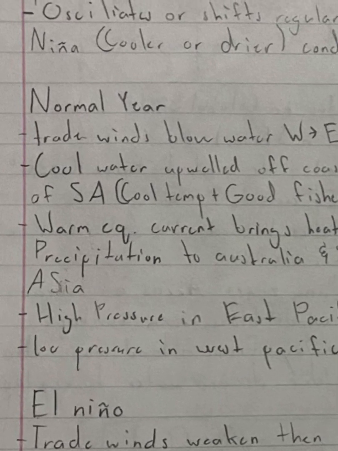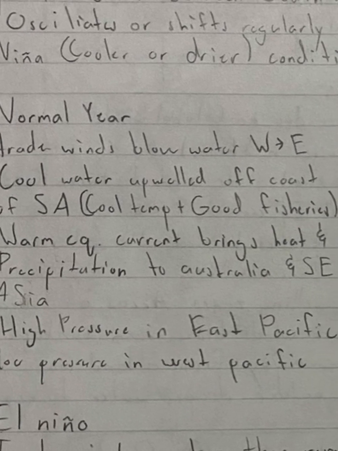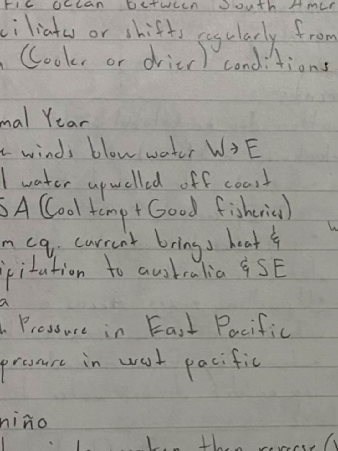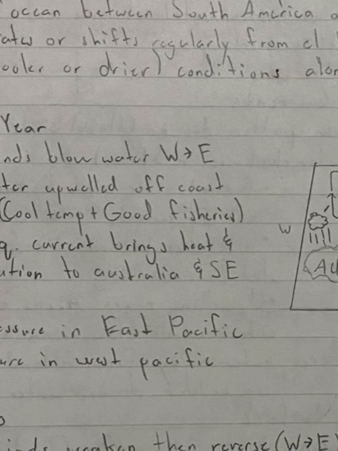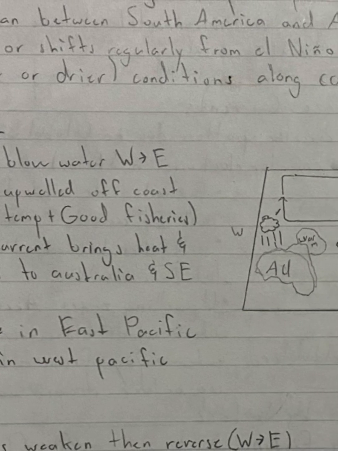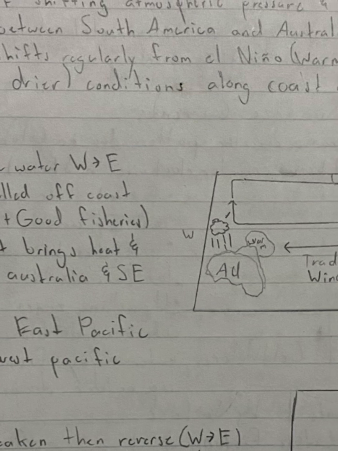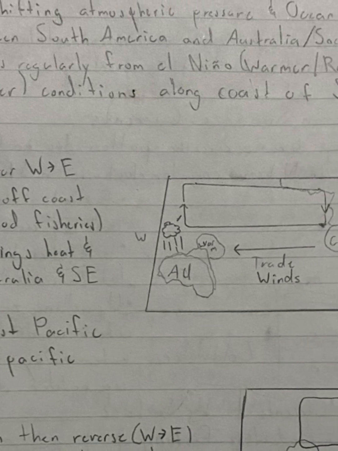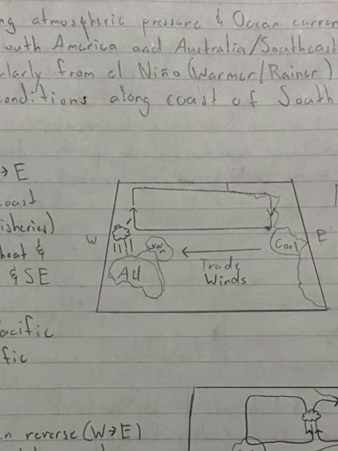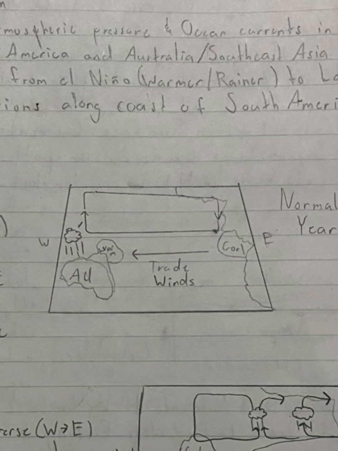With normal conditions, we see trade winds blow water from east to west. Cool water is then upwelled off the coast of South America, which causes cool temperatures, which eventually causes good fisheries. The warm equatorial current brings heat and precipitation to Australia and Southeast Asia. This then causes high pressure in the East Pacific and low pressure in the West Pacific.